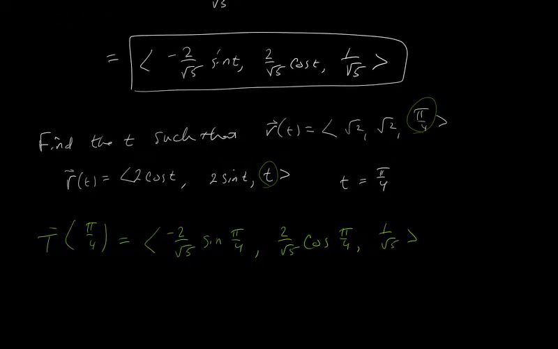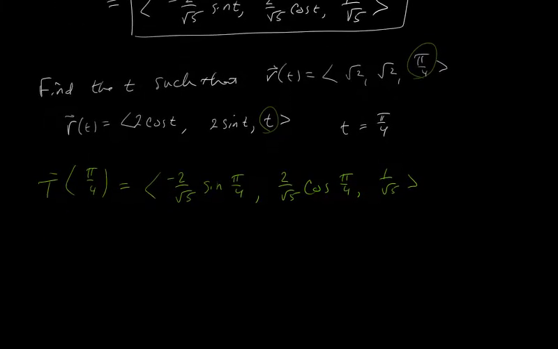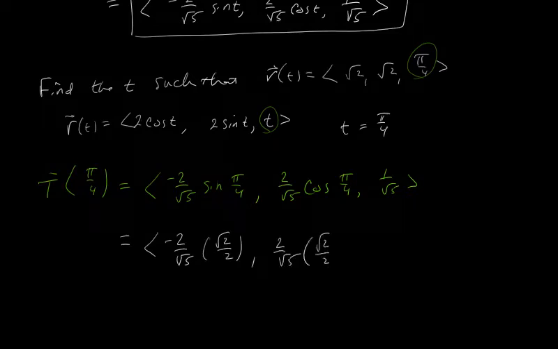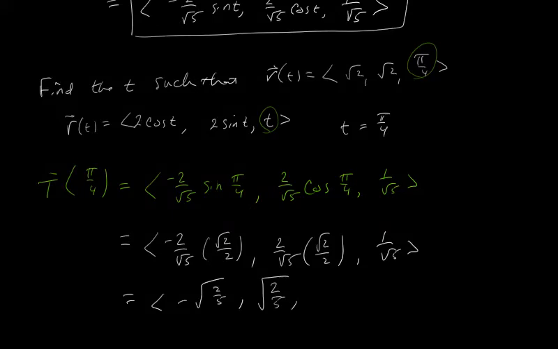Let me switch back to white. So this is going to be negative 2 over root 5 times root 2 over 2, comma, 2 over root 5 times root 2 over 2, comma, 1 over root 5. That vector comes out to be negative square root of 2/5, positive square root of 2/5, and then 1 over root 5.